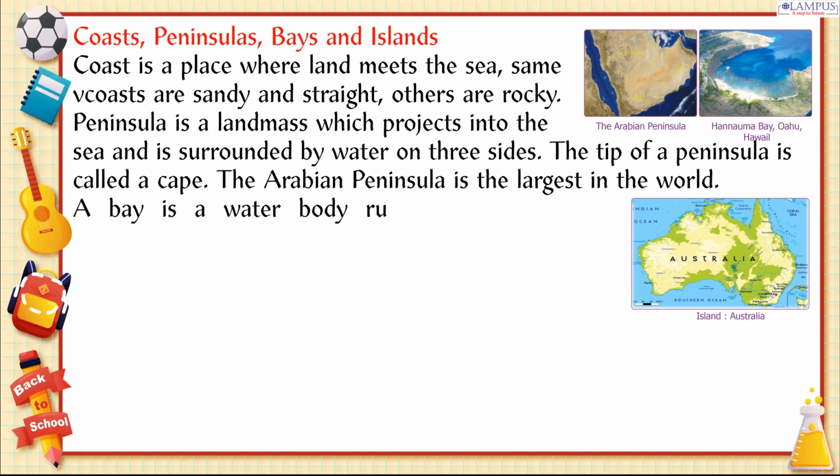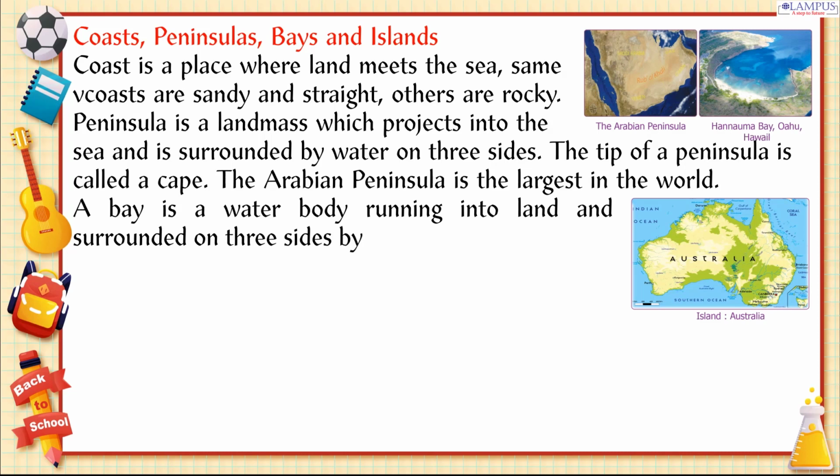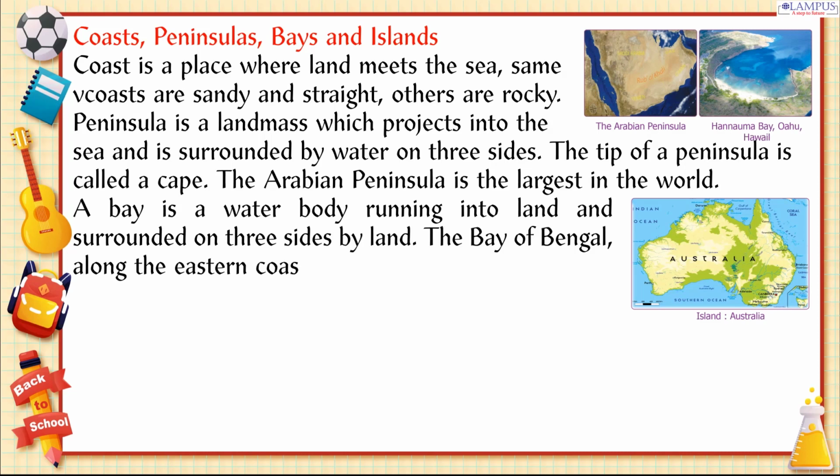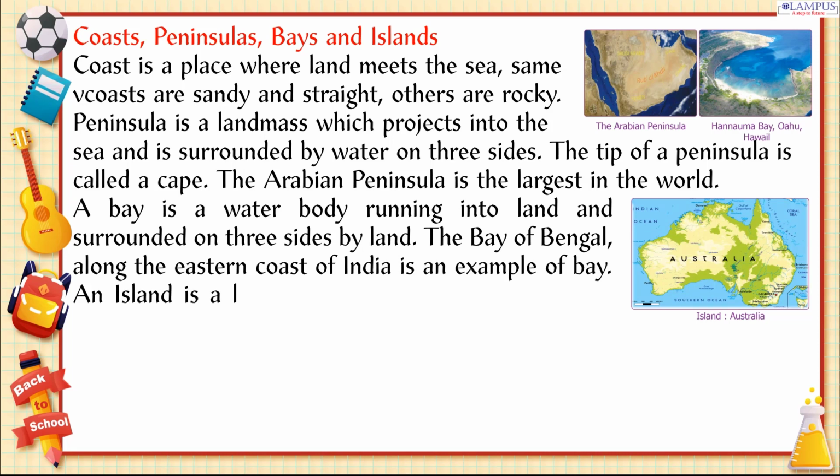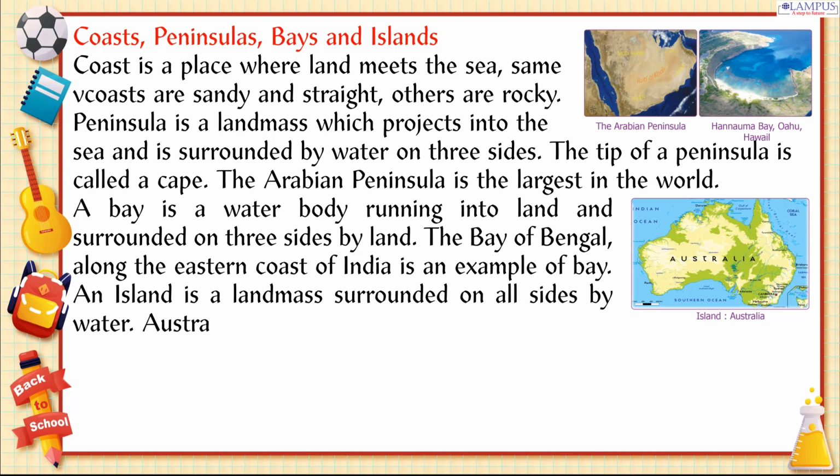A bay is a water body running into land and surrounded on three sides by land. The Bay of Bengal, along the eastern coast of India, is an example of a bay. An island is a land mass surrounded on all sides by water.